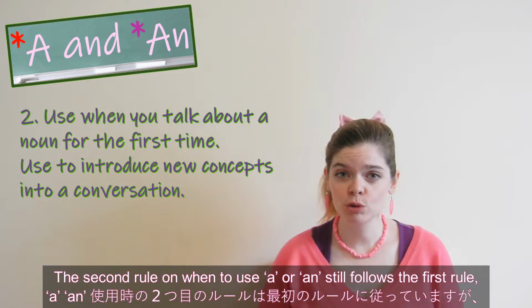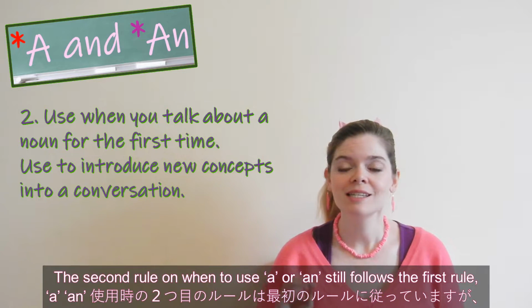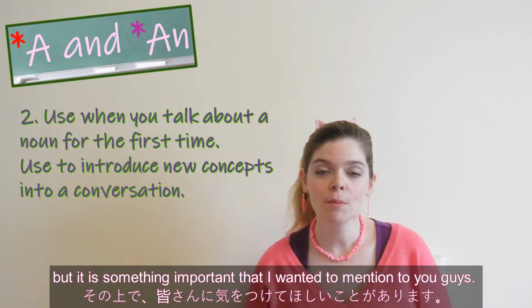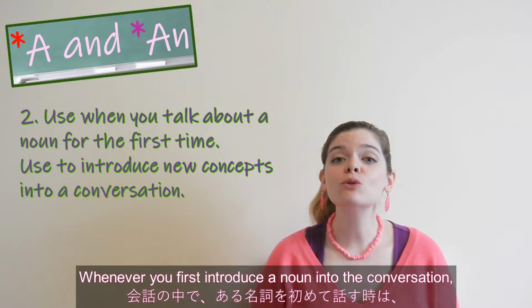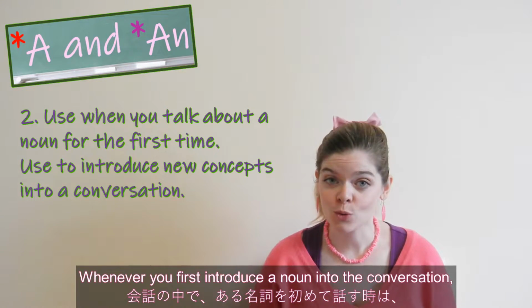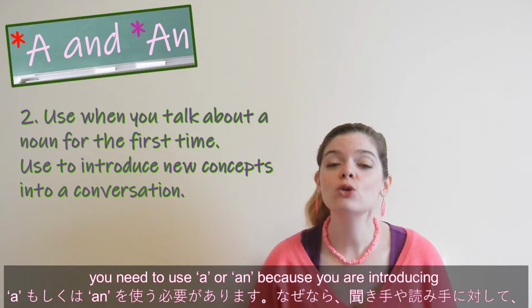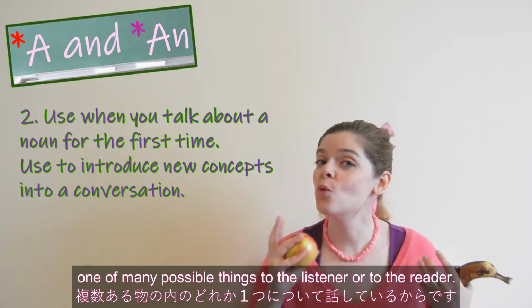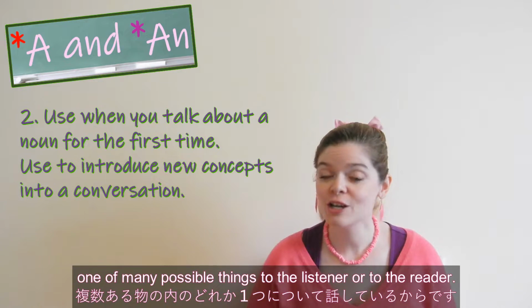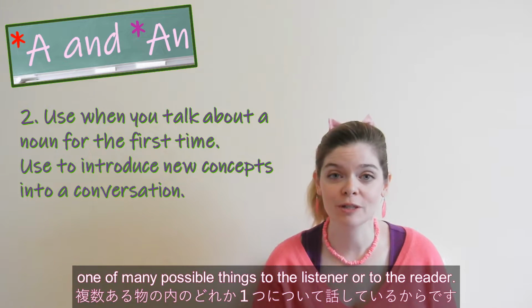The second rule on when to use a or an still follows the first rule, but it's something important that I wanted to mention to you guys. Whenever you first introduce a noun into the conversation, you need to use a or an, okay? Because you're introducing one of many possible things to the listener or to the reader.